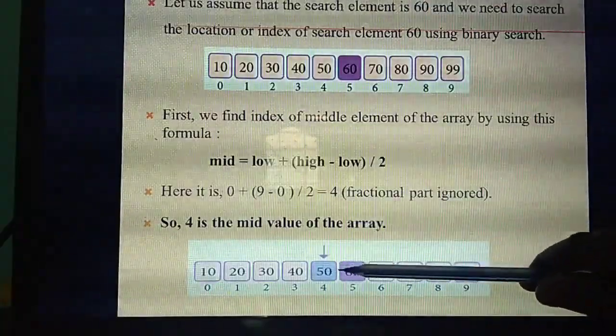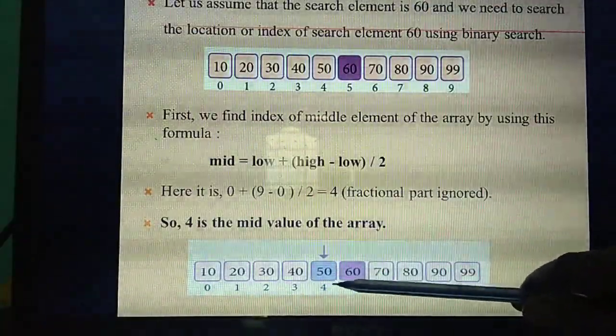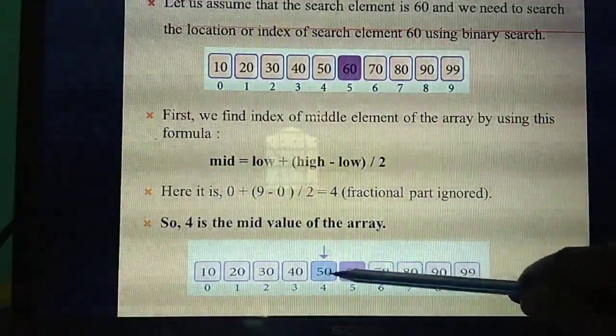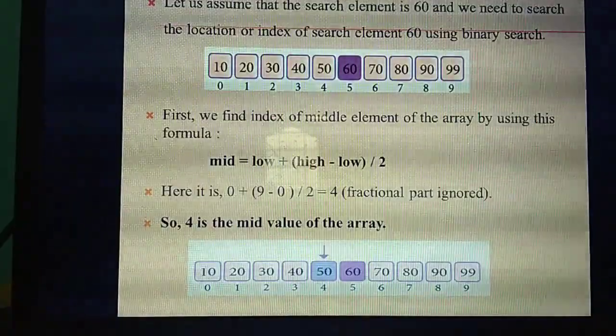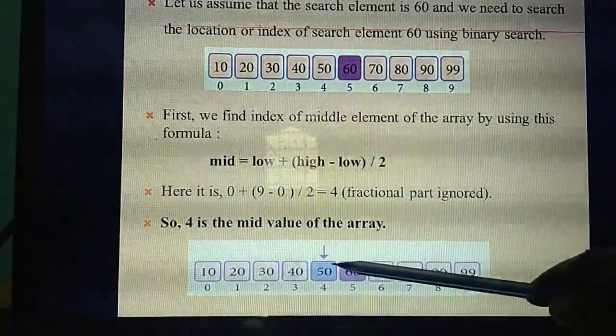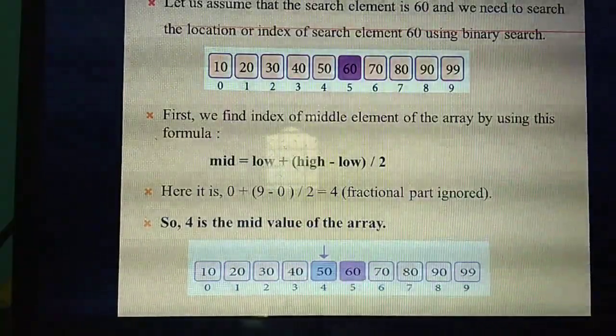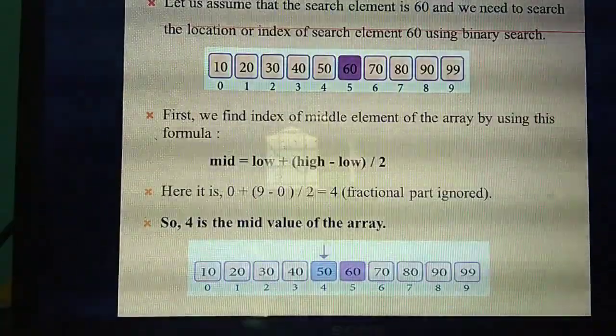But what answer will you get? 50. What's the index value of 50? 4. So does the search element match? No. Next, think about the pseudocode, what's the step I said? You need to compare the search element with the middle element you get, whether the search element is greater or smaller.